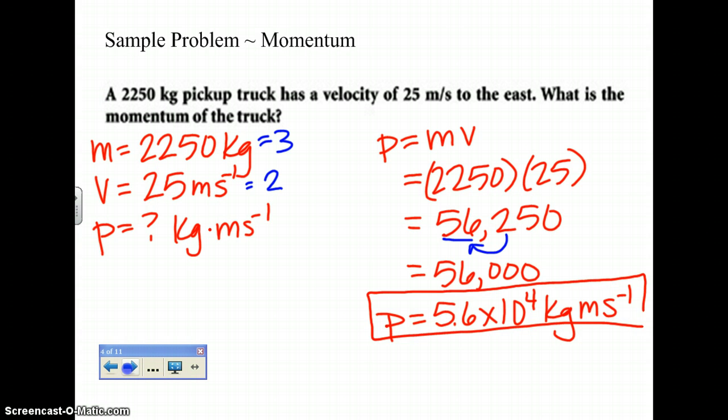Okay, Miss Arter, grade this one. Put a nice little box around it. Yay! Okay, success.